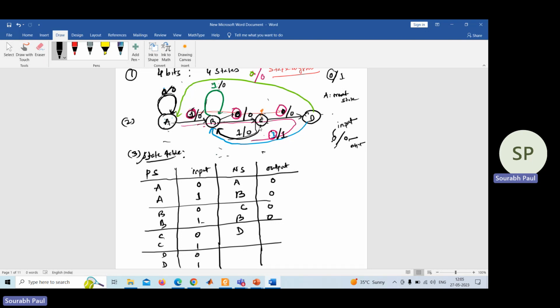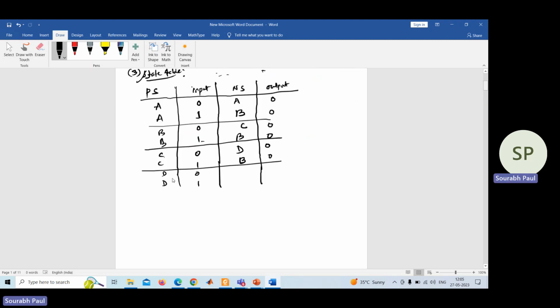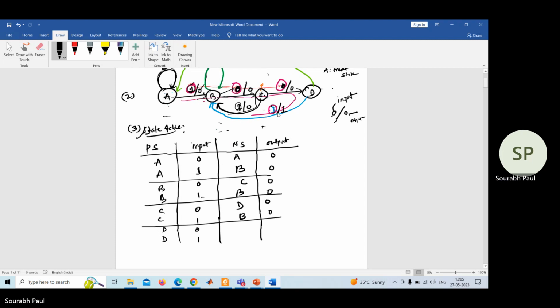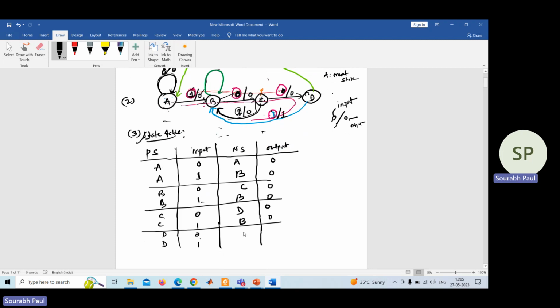Okay, fine. Now, what I have written from C: if you have the input of 0, you are going to D. And from C, if you have the input of 1, you are going to B. So write down B, and in both cases the outputs are 0. Now, do the next part. For D, if the input is 0, where are you going? You are going to state A. So write it down.